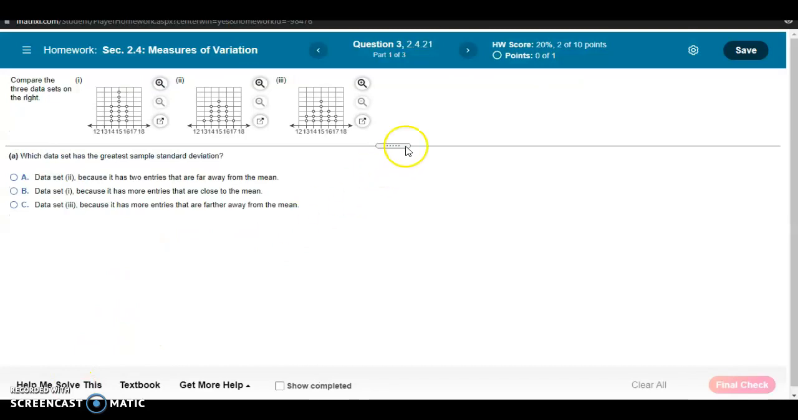Okay, let's go and look at the next question, which is question 3. All right, and it says compare the 3 data sets on the right. Okay, and part A asks which data set has the greatest sample standard deviation.